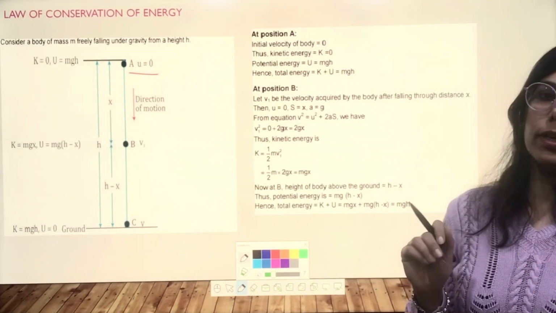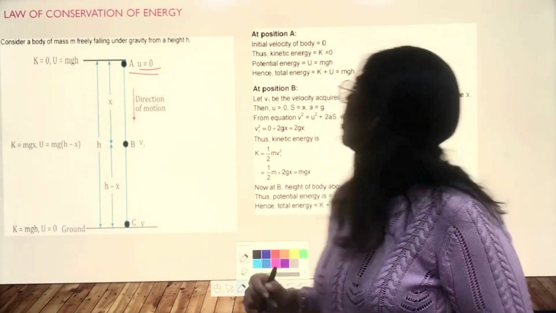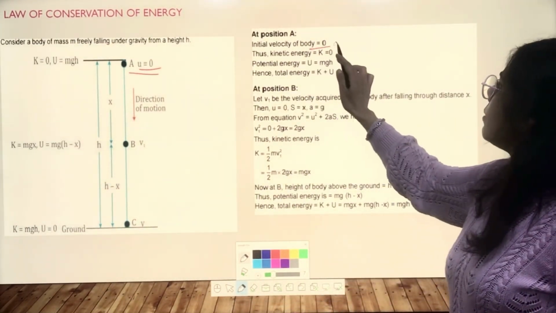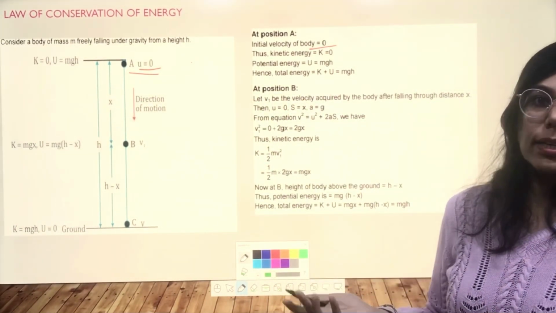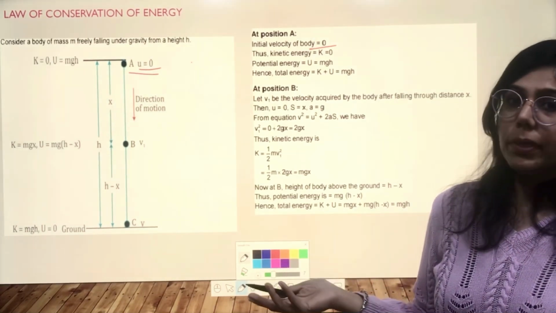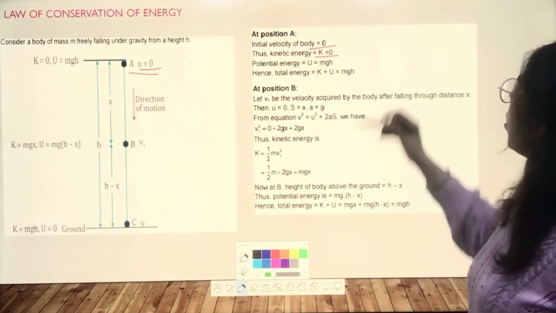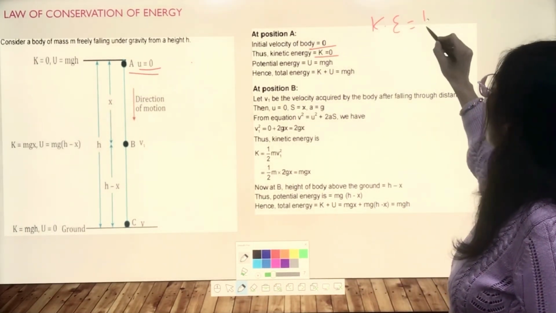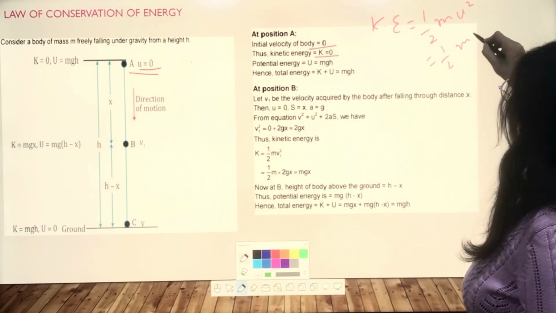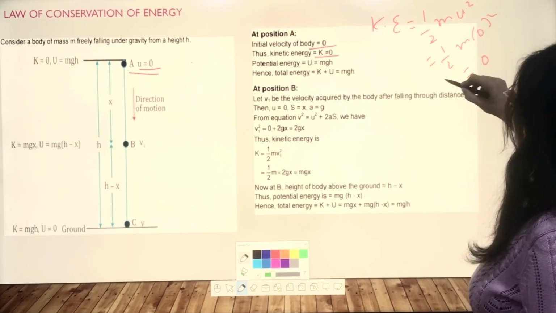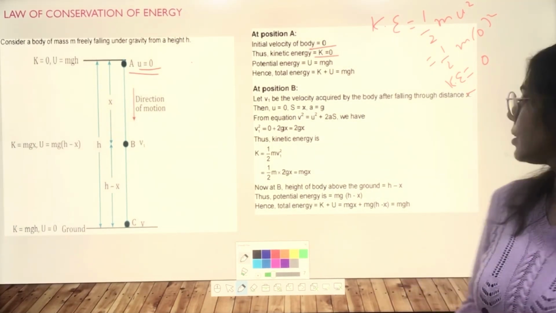Now what we need to know at position A: obviously the body is stable over here, there is no motion, and the initial velocity of the body will be 0. That is, u will be equivalent to 0, and there will be 0 velocity at point A. Thus the kinetic energy is half m u square, and if u is 0, then obviously the kinetic energy K will also be 0.